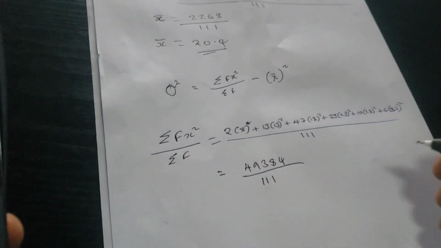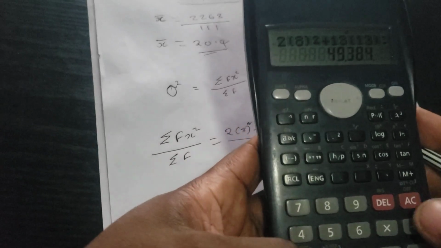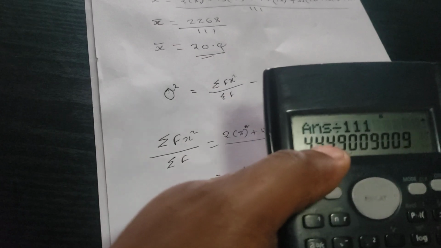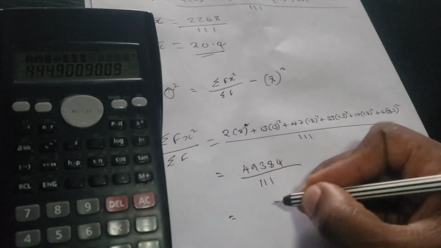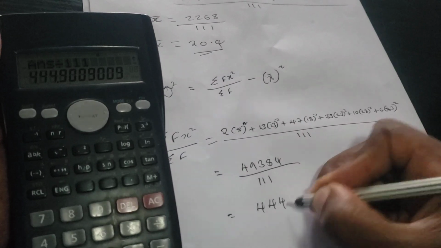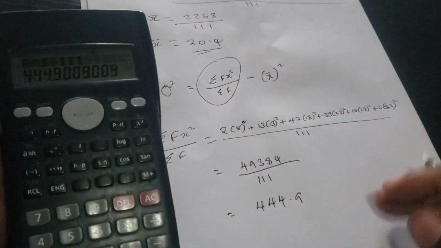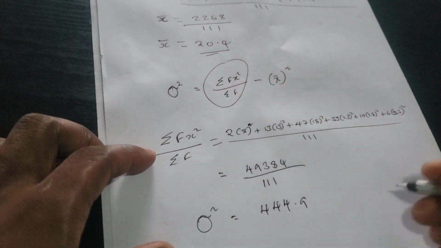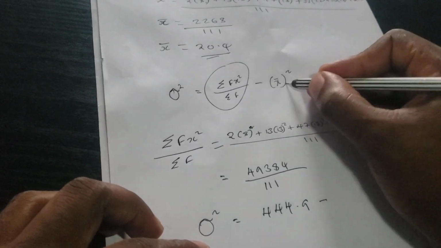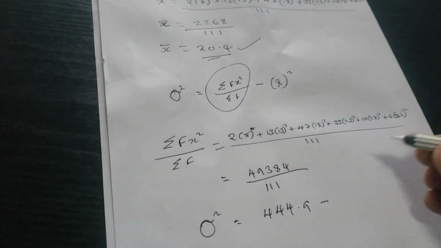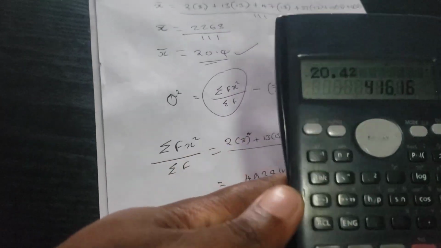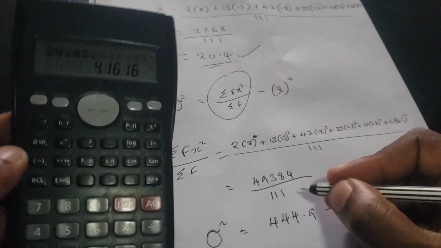49,384 over our summation of f, that is the total of our frequency. Now that we have that, we divide by 111, and we have 444.9. So this is only for that part. For us to find the variance, we subtract the square of our mean. So what is 20.4 squared? We get 416.16.